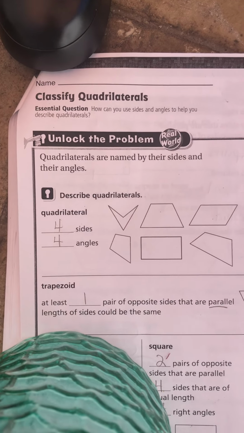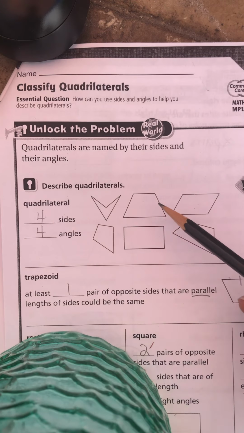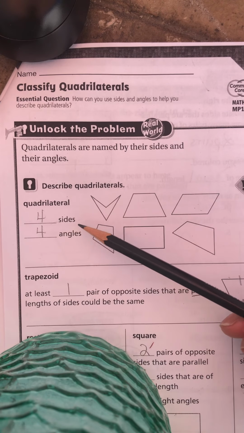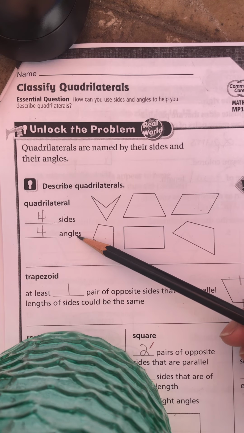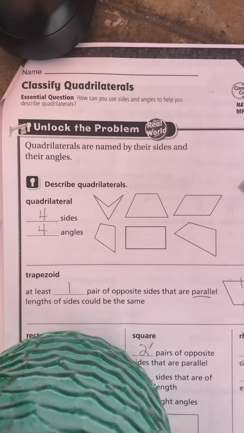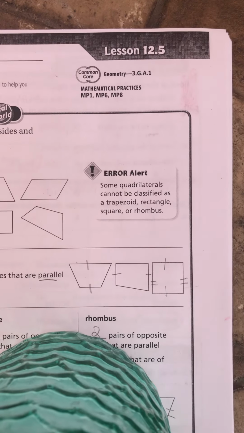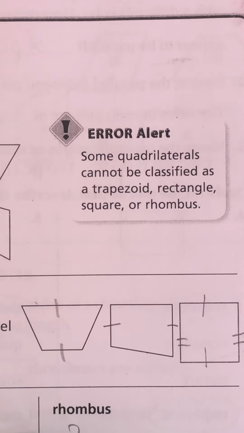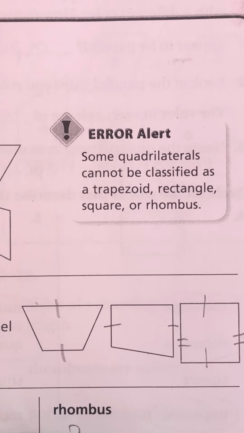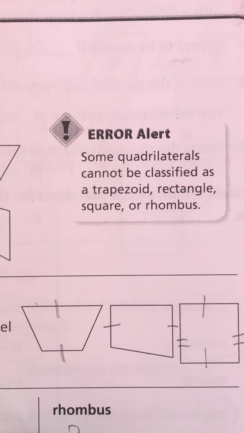Well, if you look at all of those quadrilaterals, they all have something in common. They have 4 sides and 4 angles. So make sure that you write that. Then over here for the error alert, it says sometimes you can make a mistake because some quadrilaterals cannot be classified as a trapezoid, rectangle, square, or rhombus. All right, and we'll talk about that.